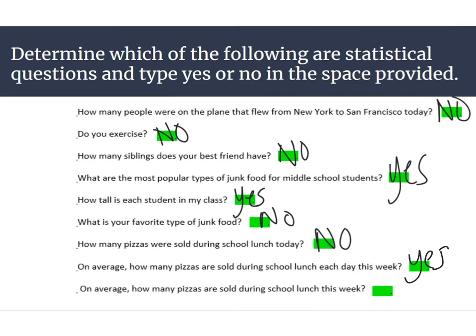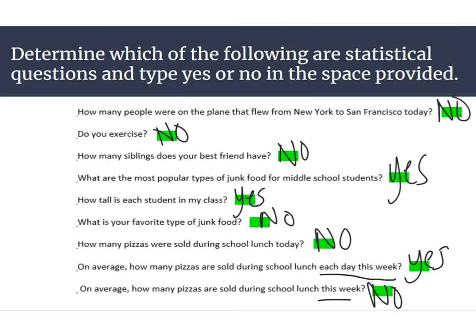That would be a no because you're just talking about this week. That's going to give you one answer. This is different than the one before because we said during school lunch each day this week. So you would have to go through Monday, Tuesday, Wednesday, Thursday, Friday. This says on average how many are sold during lunch just this week. That's just going to give you one answer. So that is a no.